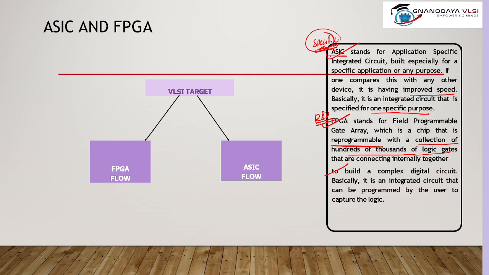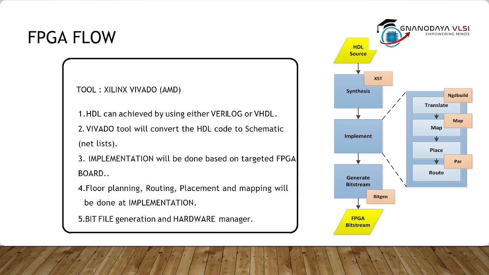ASIC we use for a specific application, like daily household applications, once the program is written. If you use an ASIC chip in a smart TV, the same ASIC we can't use in a washing machine or in an AC. It is only used for a specific application. That is ASIC.